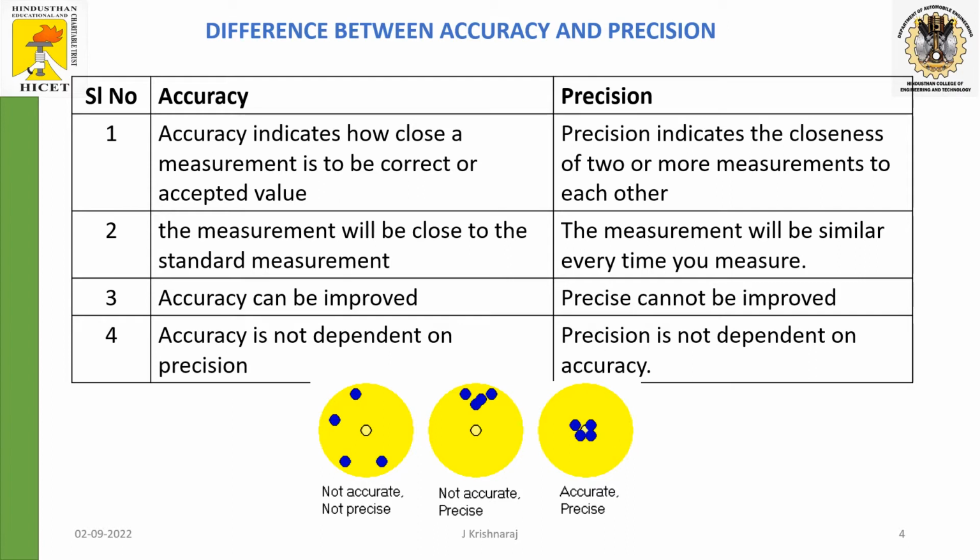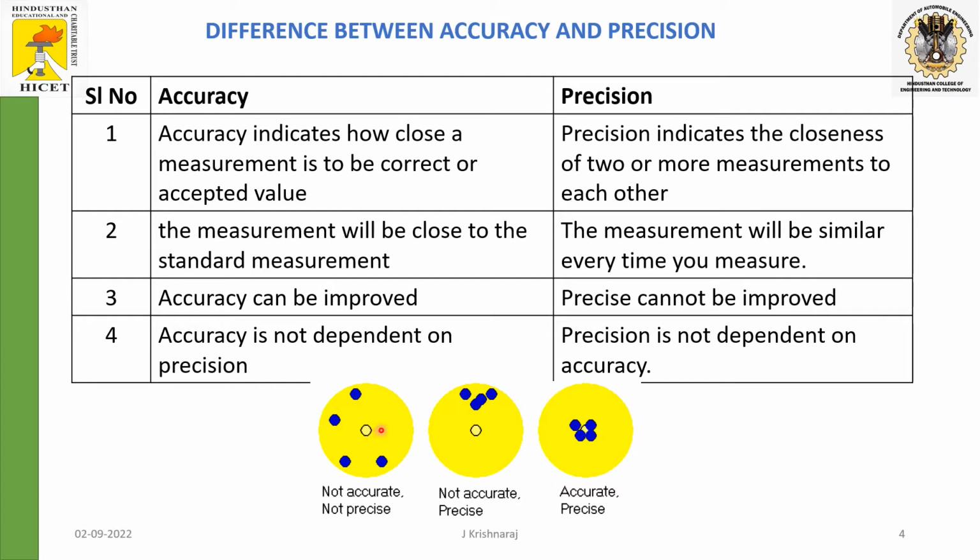Before getting into this, you can look at the bottom side. It has three images. The yellow color is an object, the white dot at the center is the true value, and the four blue dots are the readings: reading 1, reading 2, reading 3 and reading 4.